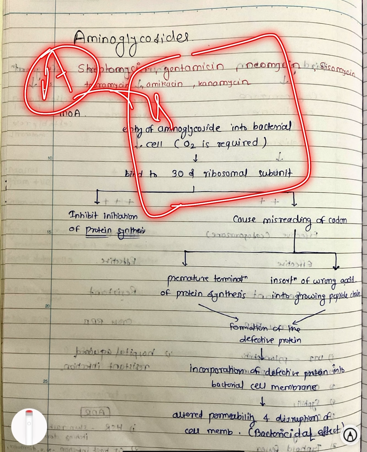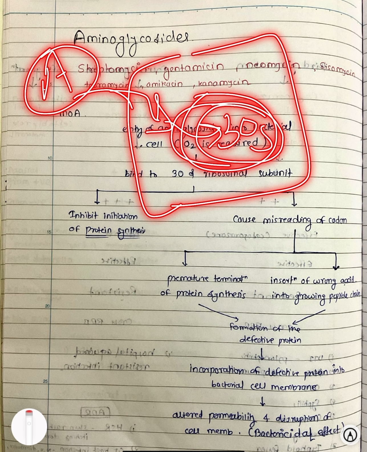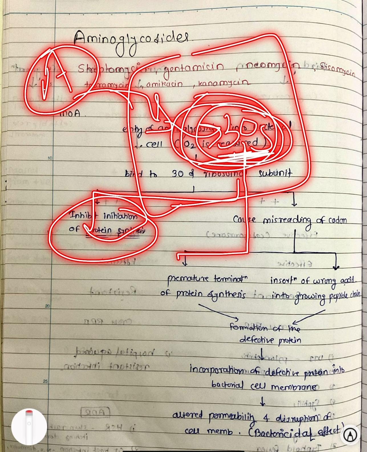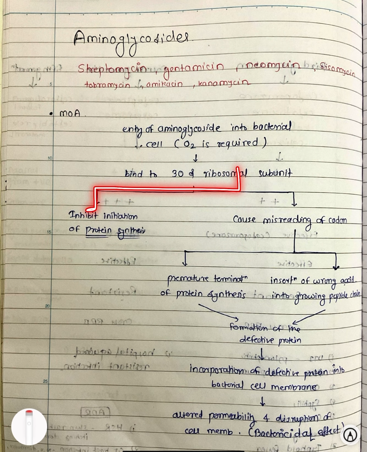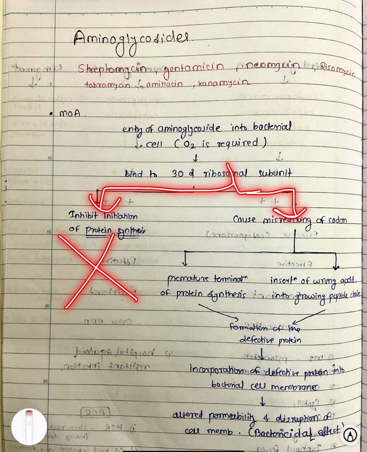It will go into the cell, and inside it will bind with the ribosomal subunit, the 30S ribosomal subunit. By binding to the 30S ribosomal subunit, it will perform two actions. The first one is that it will inhibit the initiation of protein synthesis. Due to this, protein will not be formed, and as we know, proteins are the building block of any system. So protein will not be formed, so bacteria can't develop, or bacteria will not grow or multiply.